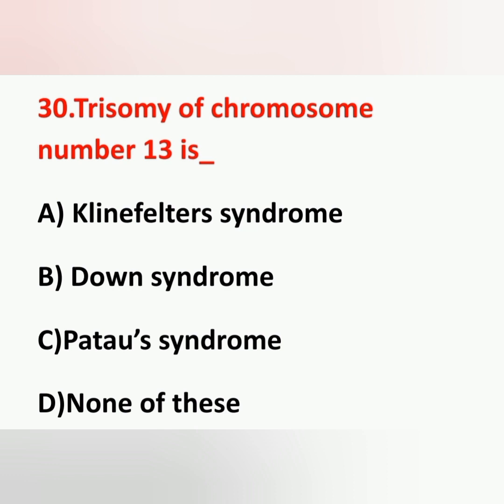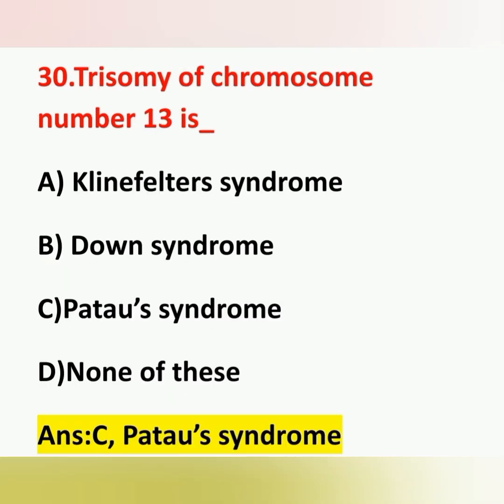The next question, trisomy of chromosome number 13 is. Options are option A Klinefelter syndrome, option B Down syndrome, option C Patau's syndrome, and option D none of these. Correct answer is option C, Patau's syndrome. Trisomy of chromosome number 13 is known as Patau's syndrome. In Down syndrome, trisomy of chromosome number 21.